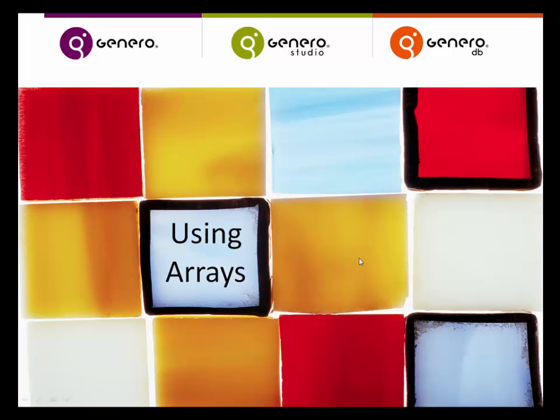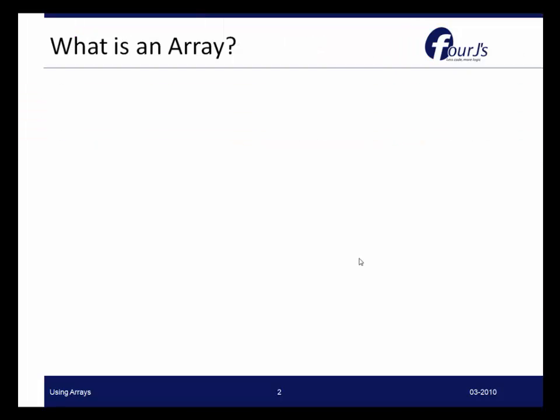In this video, we'll look at an overview of working with arrays in Genero. What is an array? An array is a series of objects, all of which are the same size and type. Each object in an array is called an array element. You could have an array defined as any supported data type or record, but not another array.